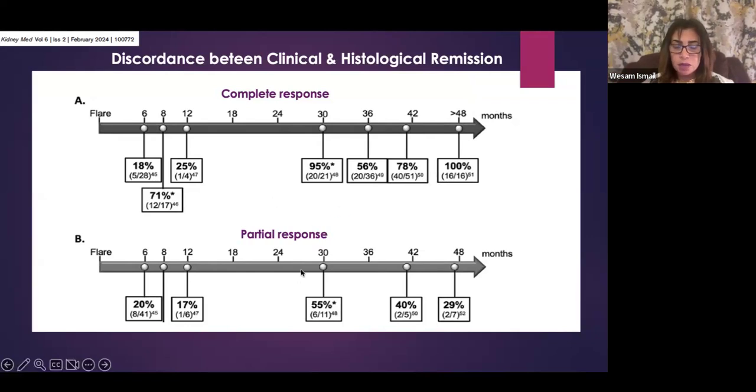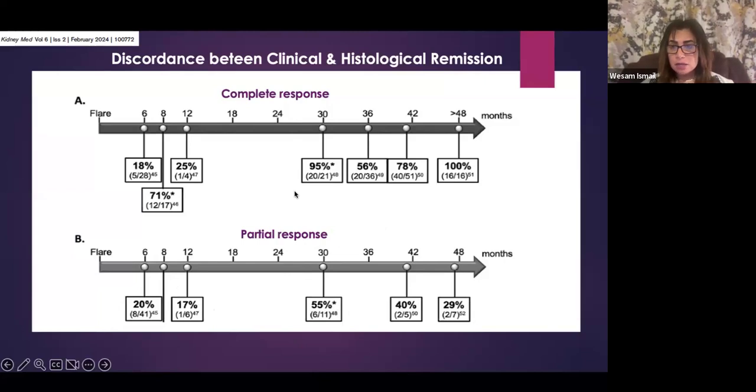Again, when we apply the same thing for the patients with partial clinical response, you can see again at 6 months, we had 20%. At 1 year, you had 17%. At 30 months, 55%, and so on. At 48 months, we had 29%.